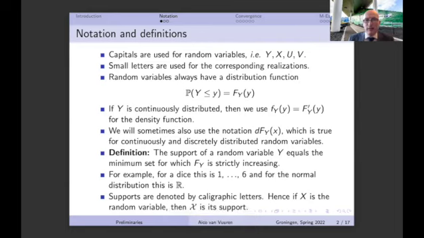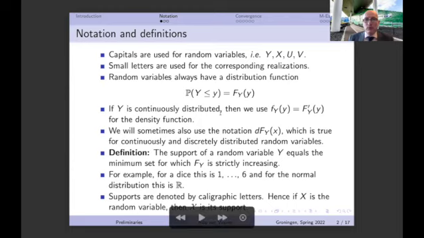Important to realize is that it's not only the case that random variables always have a distribution function, but we can even say that a random variable is completely determined by its distribution function. So at the moment that you know the distribution function of a random variable, then you cannot know anything more from that particular random variable.